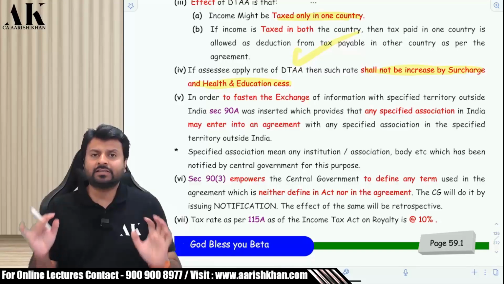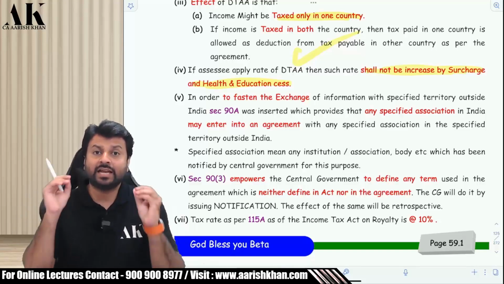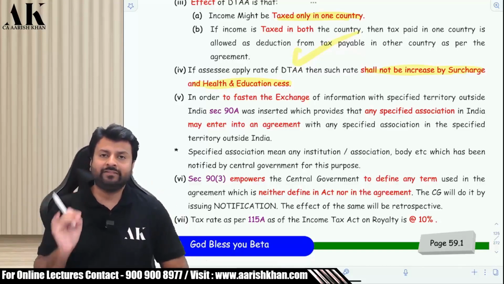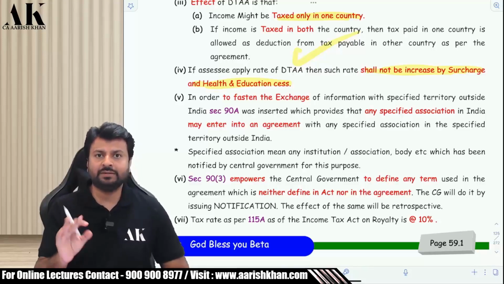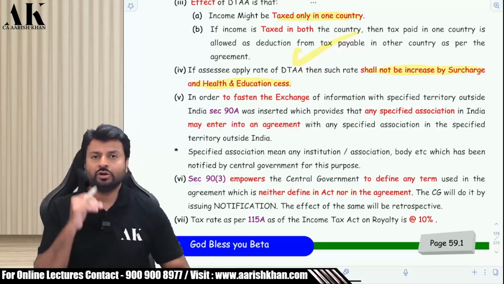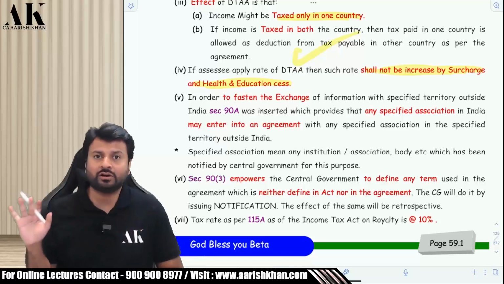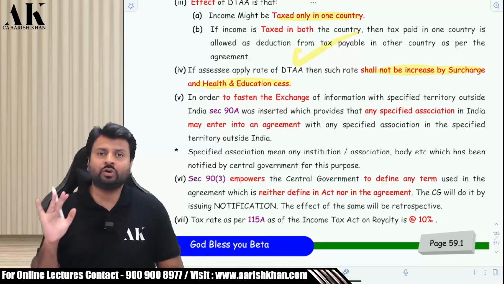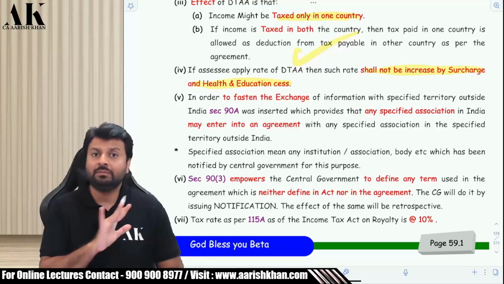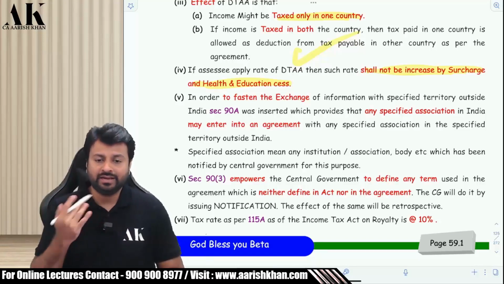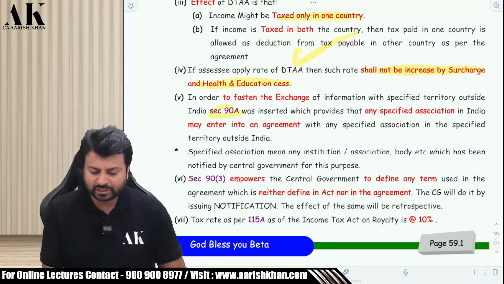The DTAA rates are final and conclusive in every sense. They are not increased by surcharge and cess. If DTAA says that royalty is taxable at 10%, then it is 10% only. You should not increase it by cess or surcharge. All those things are not relevant in DTAA. Those are relevant in the context of the Income Tax Act, section 115A, not in the context of DTAA.